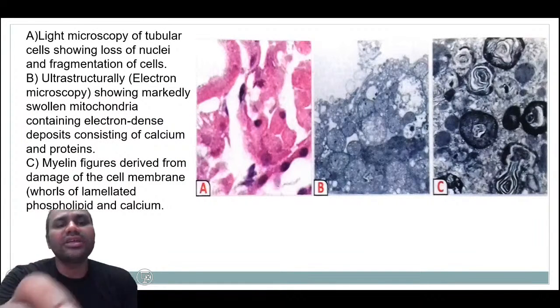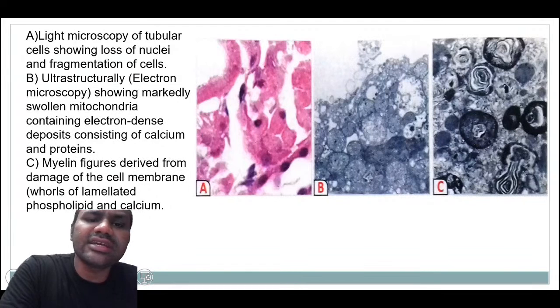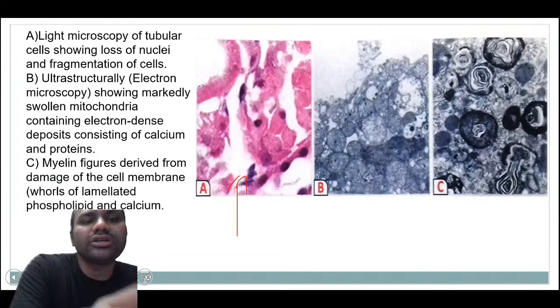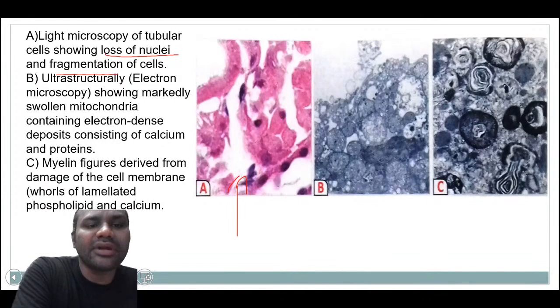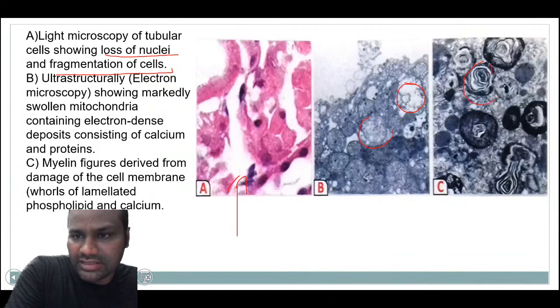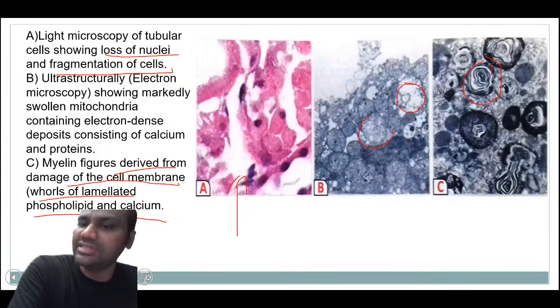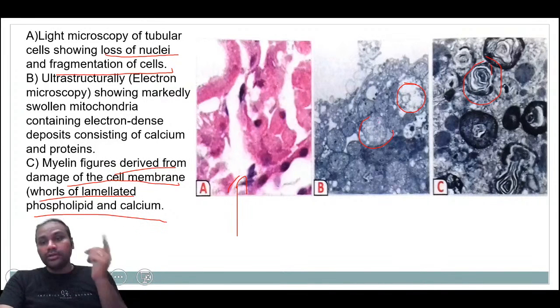This figure shows the same thing, light microscopy of a tubule, taken from the kidney. You can see the complete pinkish area, the structure of the cell is not maintained, with loss of nuclei and fragmentation of the cells. Ultrastructurally, there is swelling of the mitochondria, and because of phospholipase, myelin figures can be seen, derived from the damaged cell membrane, whorls of laminated phospholipids.